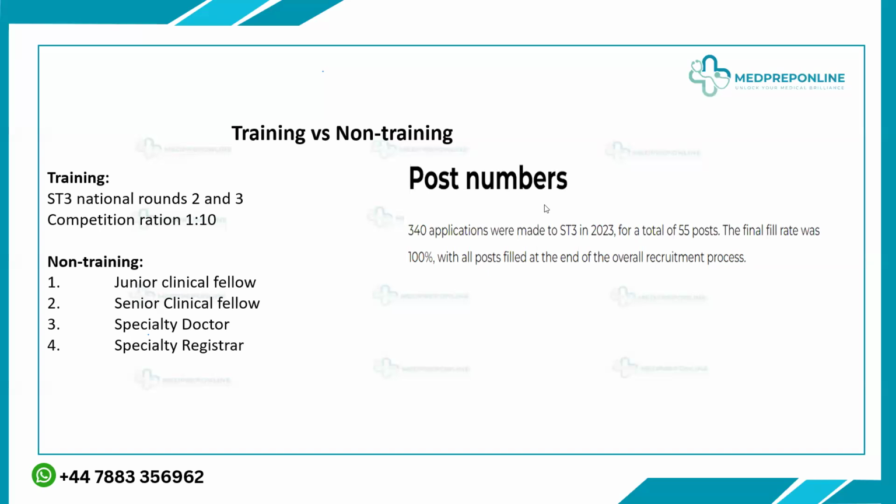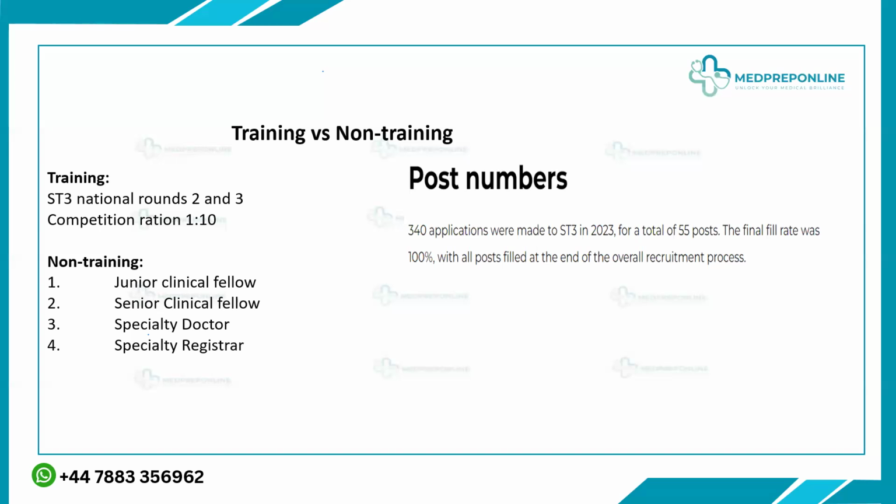Okay, one more question. This is something about training versus not training. These figures are from round 3 of 2023. There were 340 applications in total, and the total number of seats was 55. There are certain steps you have to follow: the application window, followed by long listing, then short listing, then interview, then offer. So 340 applications were made in 2023 for the ST3 position for a total of 55 seats.